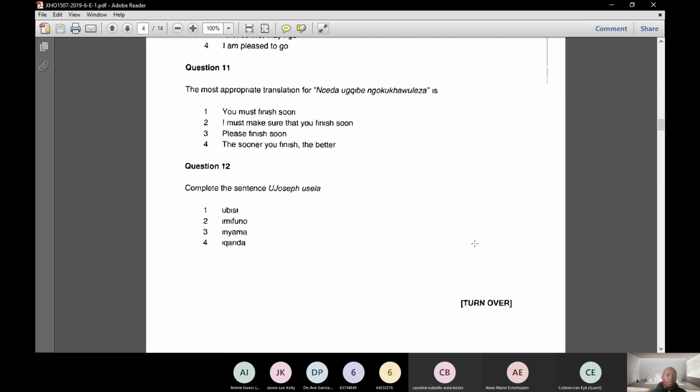Are we going with number 1 or number 3? Number 1. Everybody's saying number 1. All right. The correct answer is number 1, ubisi. Ubisi is milk. Number 2, imifuno, is vegetables. Number 3, inyama, is meat. Number 4, ikanda, is an egg. So Joseph is drinking milk. Number 1.